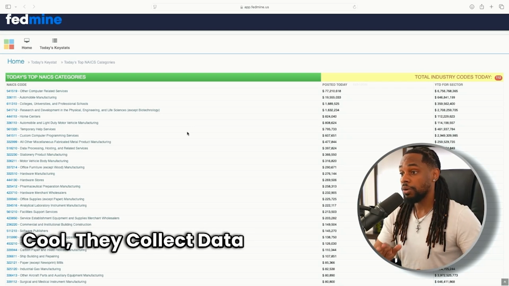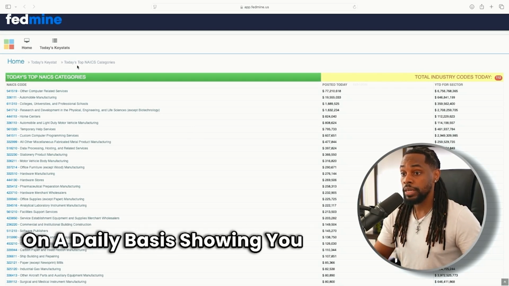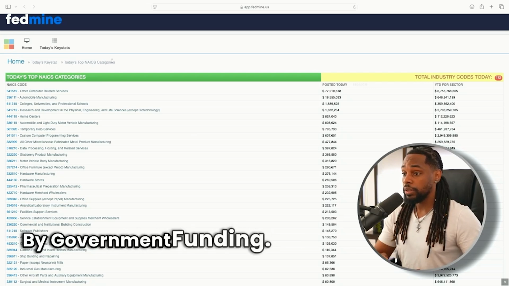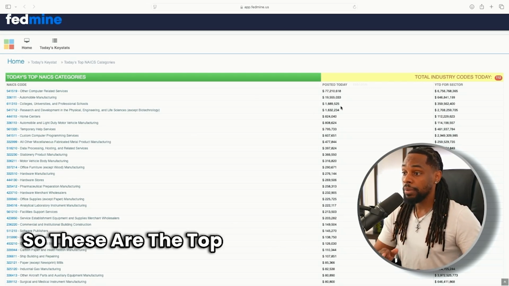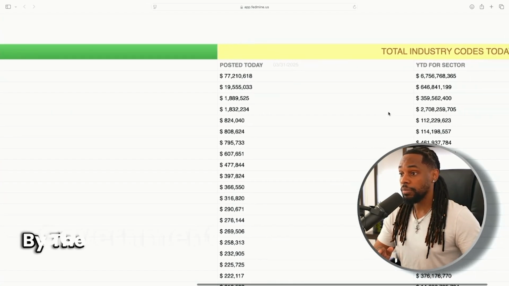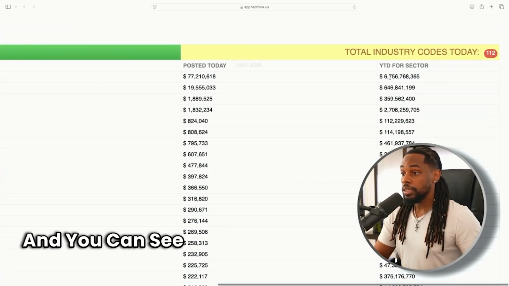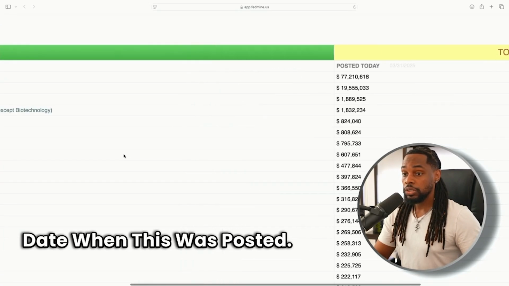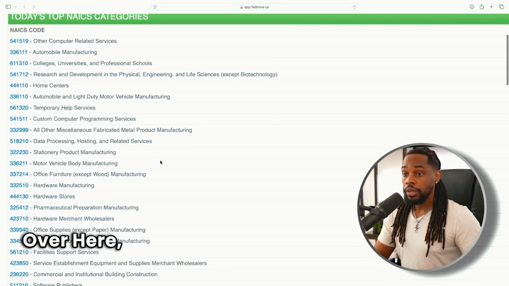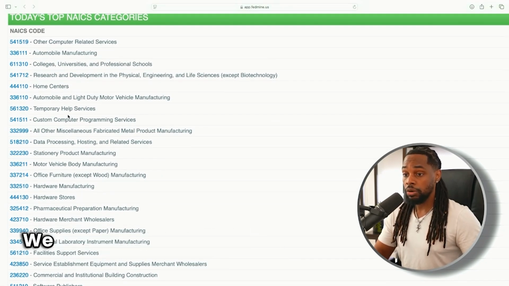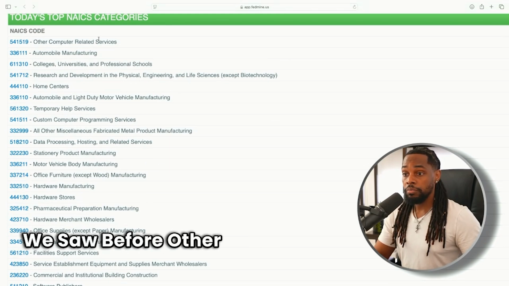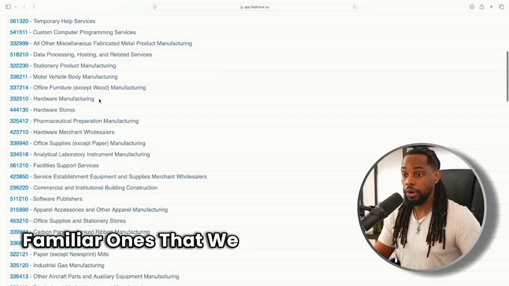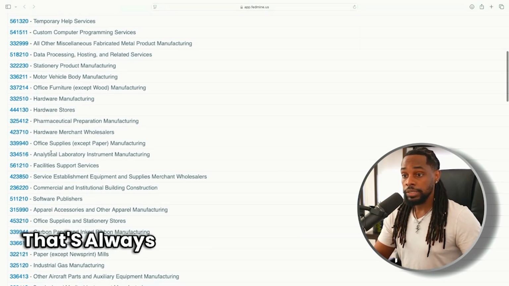They collect data on a daily basis showing you today's top NAICS codes, but they categorize this by government funding. So these are the top industry codes that are being funded by the government today. And you can see year to date for sector in today's date when this was posted. So if you guys scroll right over here, you'll see some of the same ones that we saw before. Other computer related services. Let's see if we can see any familiar ones. Oh, office supplies. That's always a big one.